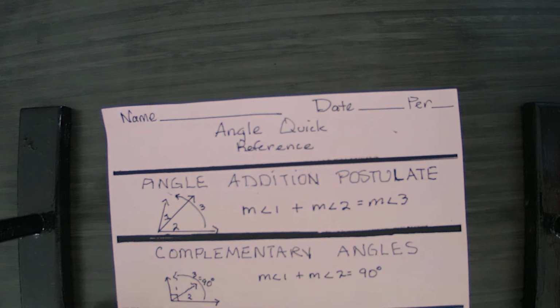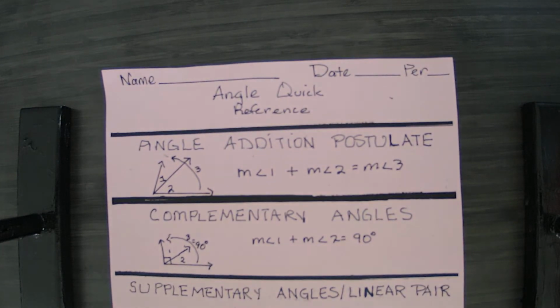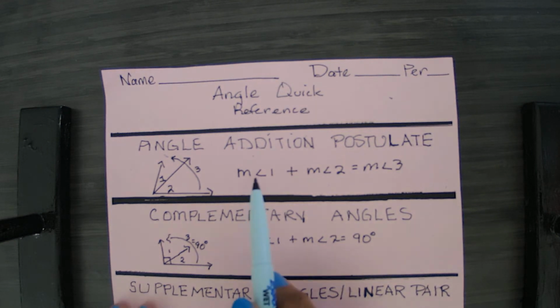What I have here is an angle quick reference sheet. It brings together everything that we've been studying. First of all, we talked about the angle addition postulate, and of course this just says that the measure of angle 1 plus the measure of angle 2 is equal to the measure of angle 3.